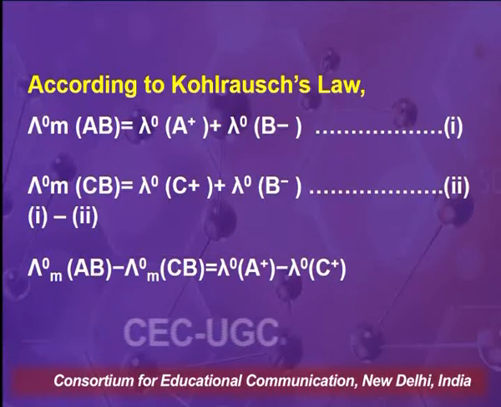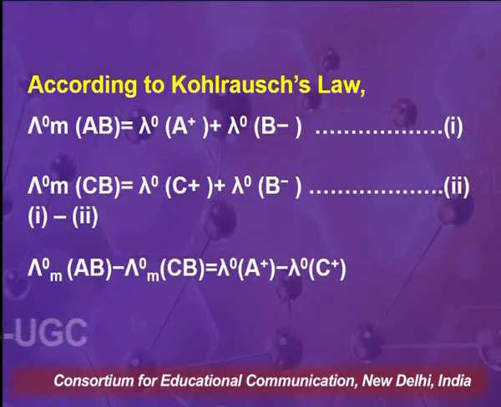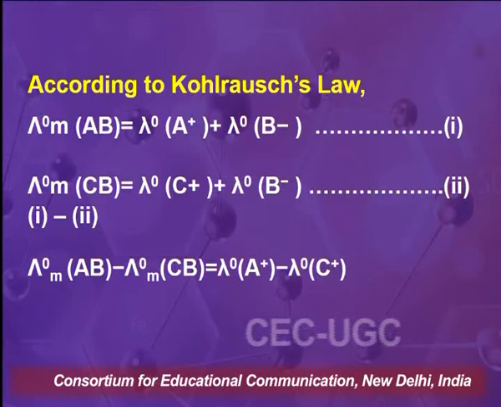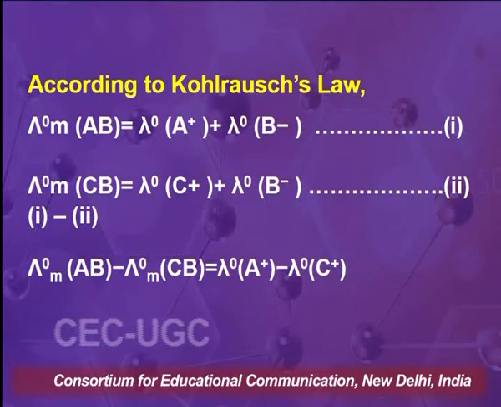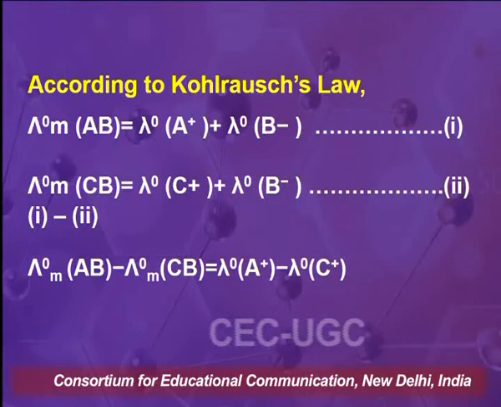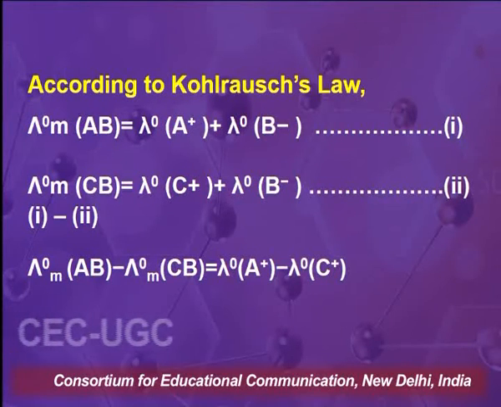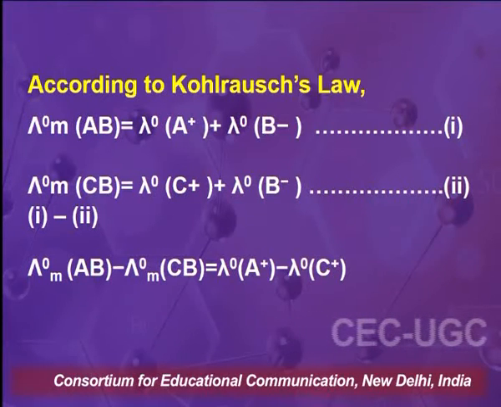So according to Kohlrausch law, if we have the electrolyte AB, then the lambda m at infinite dilution for the electrolyte AB is equal to the sum of the ionic conductivities, that is lambda naught A plus plus lambda naught B minus. And when we have the electrolyte CB, then lambda m naught CB is equal to lambda naught C plus plus lambda naught B minus.